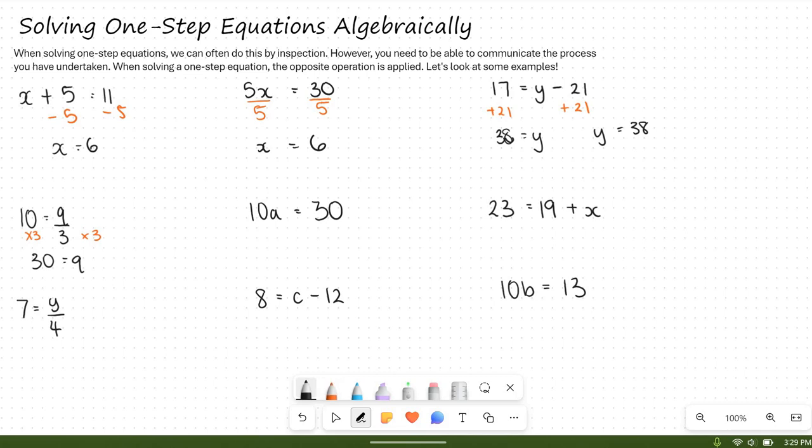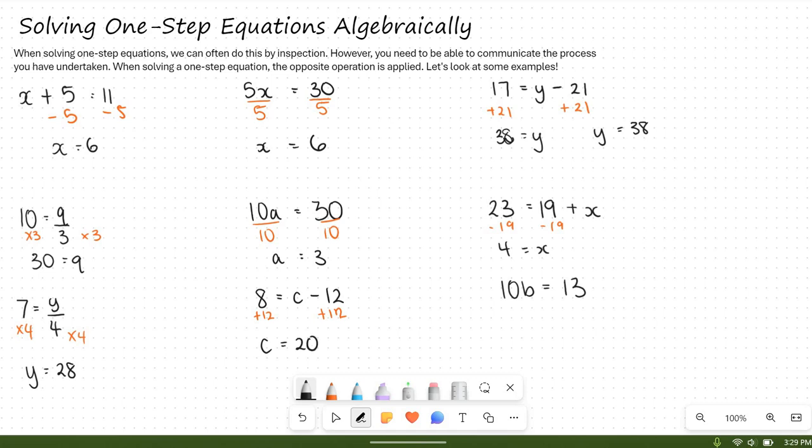This one here, we've got 10a equals 30, dividing by 10, because that's 10 times a, will give me a equals 3. For the next one, I'm going to subtract 19 from both sides because I've got 19 plus x, and that will give me 4 is equal to x. Next one, I've got y divided by 4, so I'm going to times that by 4, and that will give me y is equal to 28. I've then got c minus 12, so I'm going to add 12 to both sides, and that will give me 20 is equal to c, or c equals 20.